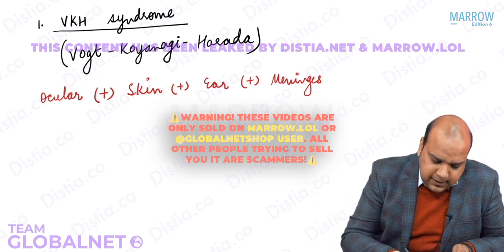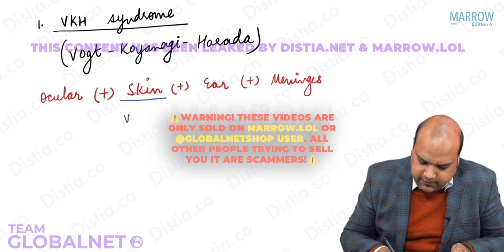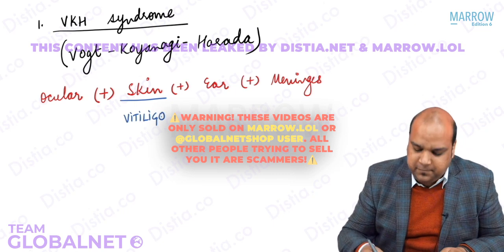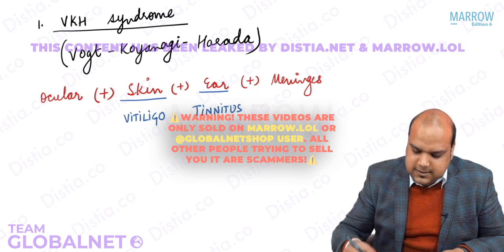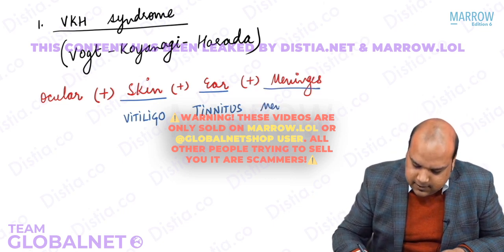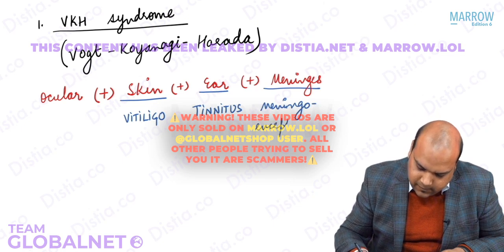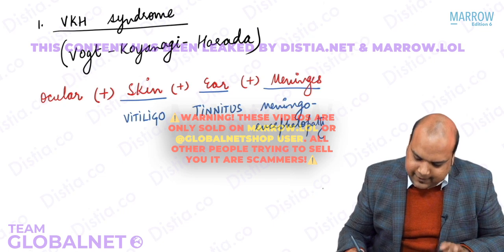Yes? So let's see. What will occur in skin, everybody? Vitiligo. White patches. Done. What will be in ear, everybody? Tinnitus. That ringing sensation in the sound. Meninges. Meningoencephalopathy. Okay? So of each system, I have told you one characteristic thing.